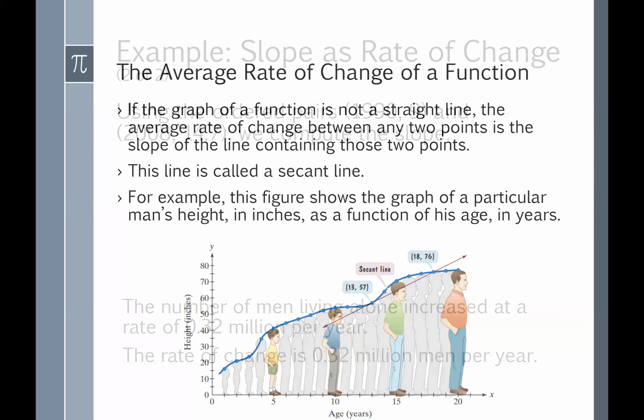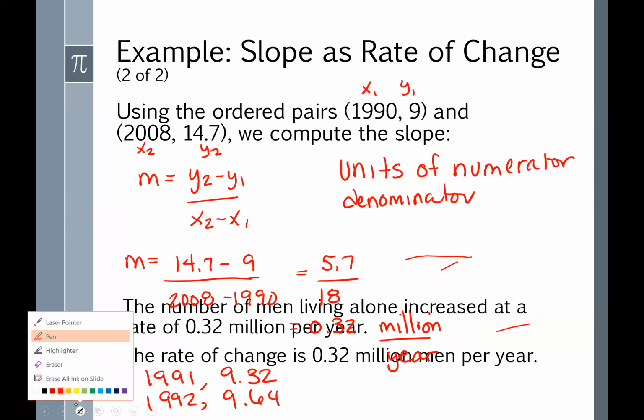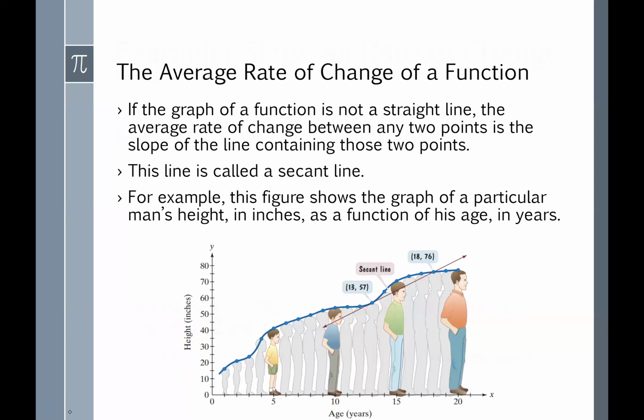I mean, right in here, the slope, oops, sorry about that. PowerPoint's trying to help me. So I can see that right here, the slope is pretty steep, but right here, it's more horizontal. So there are 2 different slopes in that time period, but we can still find his average growth rate from age 13 to age 18.